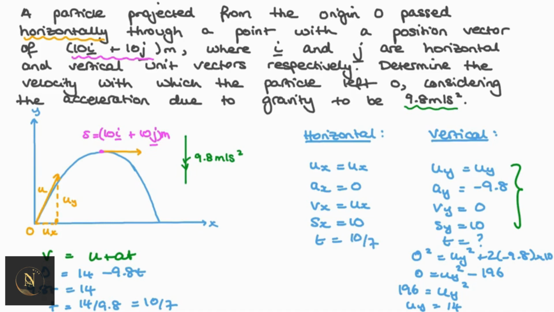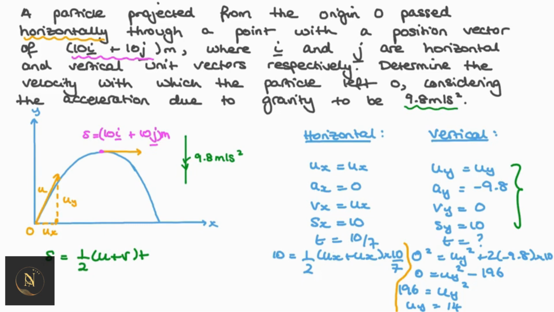So we now have enough information to work out u sub x in the horizontal direction. This time we're going to use this equation, s equals a half (u plus v) t. We substitute what we know about the horizontal motion, and we get 10 equals a half times (u sub x plus u sub x) times 10/7. This simplifies on the right hand side to u sub x times 10/7, and we divide through by 10/7. And we find u sub x to be equal to 7.